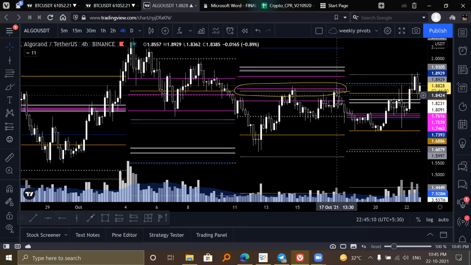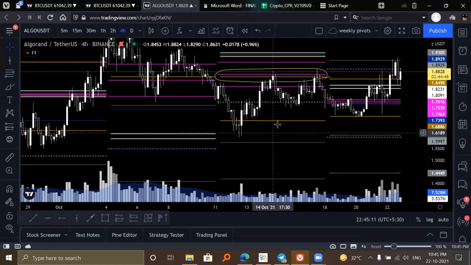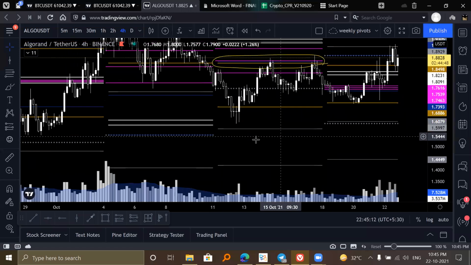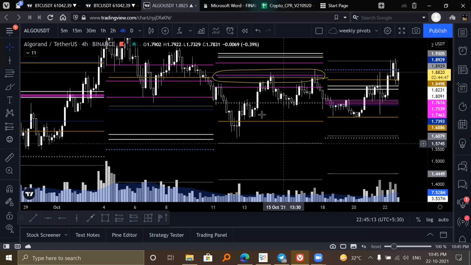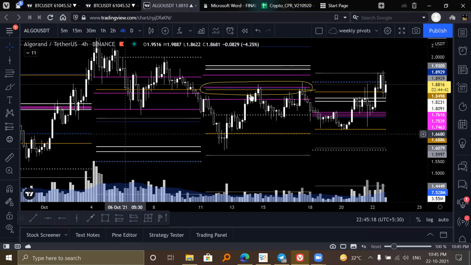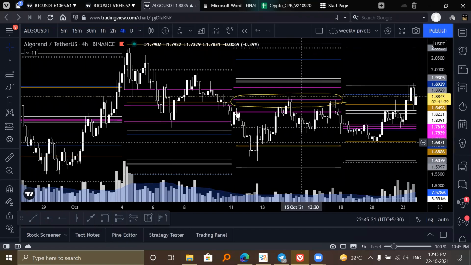Price respected it. And this is what I was saying, that I prefer Camarilla pivots because of this. This setup alone has very high probability: this bearish GPZ and bullish GPZ.